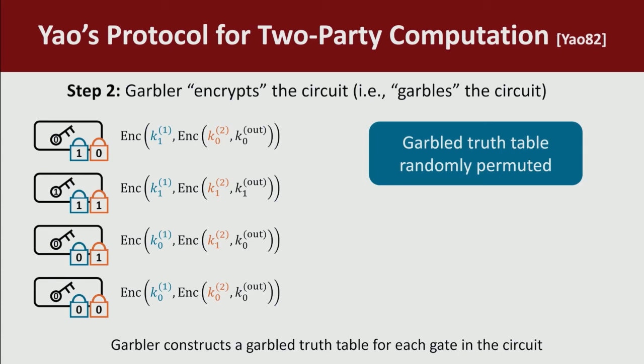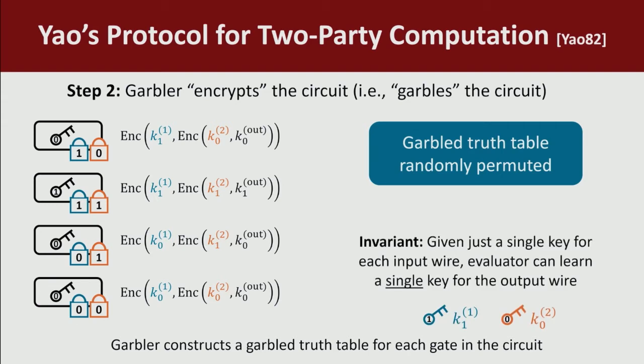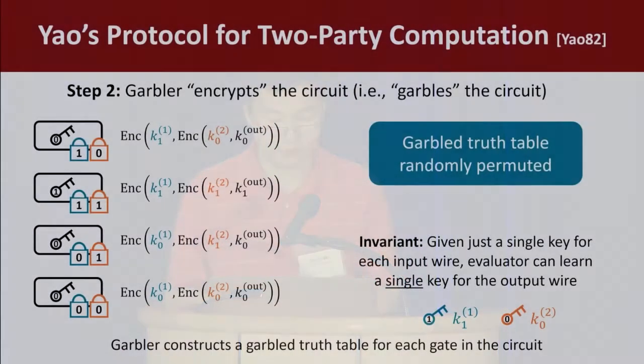Now observe, how do we do evaluation? What we're going to do is we're going to somehow, I haven't explained how, give the evaluator this garbled table, as well as ensure that the evaluator only has a single key for every single input wire for the circuit. Now notice that if the evaluator has a single key for each wire, it can decrypt exactly 1 of the rows in this table, namely the row corresponding to its particular input configuration.